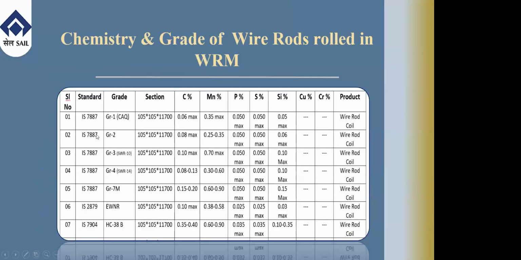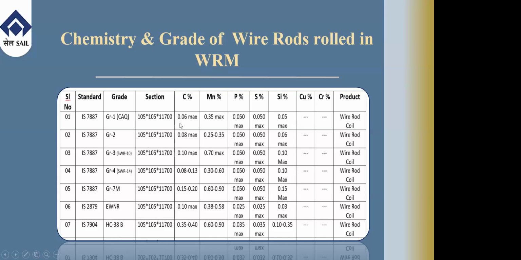In this slide, this is a combined version of the chemistry and the sections which were rolled in the wire rod mill for the plain ones. This is as per IS 7887, grade 1 CAQ, and grade 2, grade 3, grade 4, grade 7M. And IS 2879 is for EWNR, and 7904 is for high carbon. HC38B, we have also rolled.